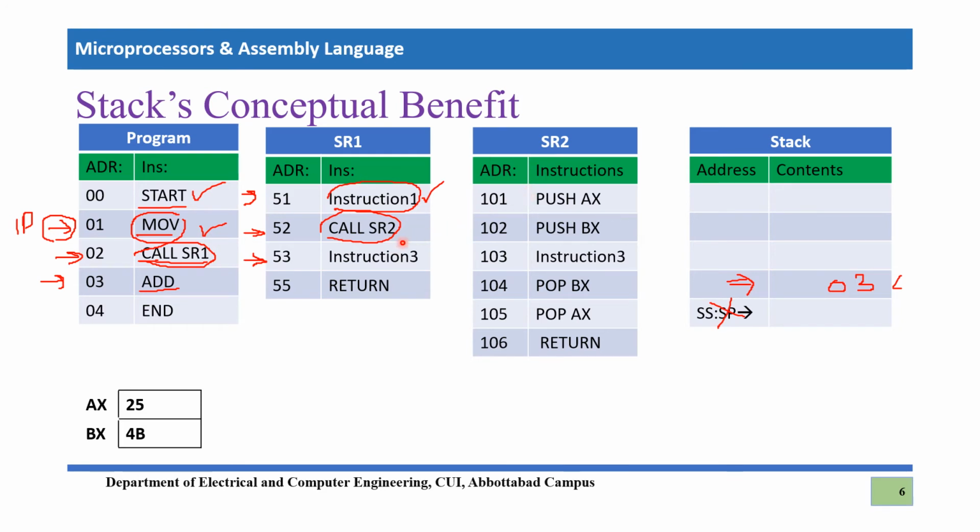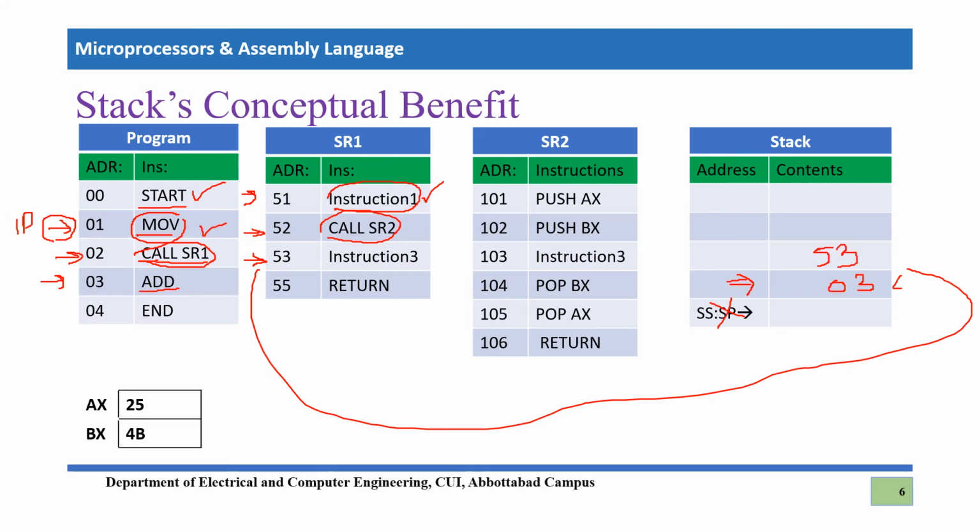But before switching to this SR2, what will happen? The microprocessor will save this 53 address, which is the address of the next instruction. In this case, it is instruction 3. So this address of instruction 3, which is 53, is going to be stored here in the stack. So the microprocessor will save this value here. So 53 will be loaded here.